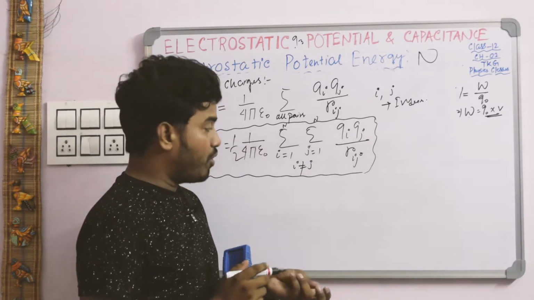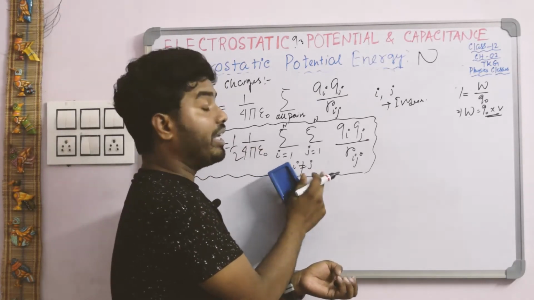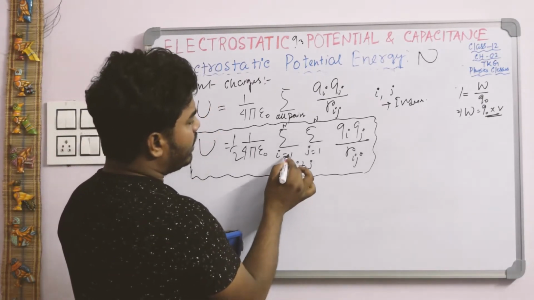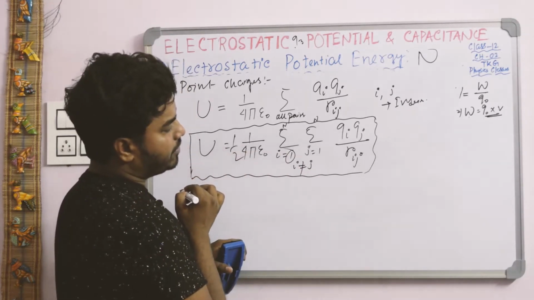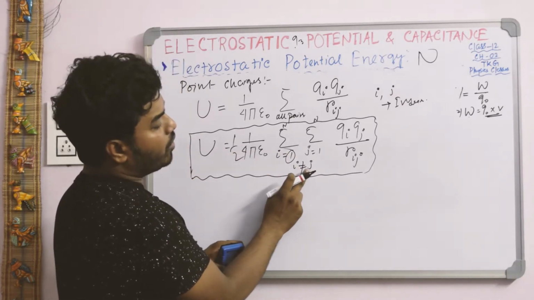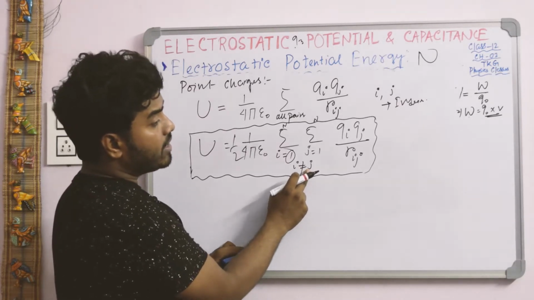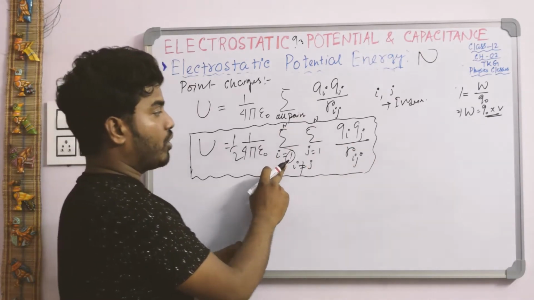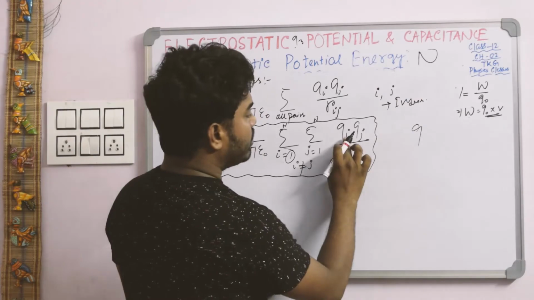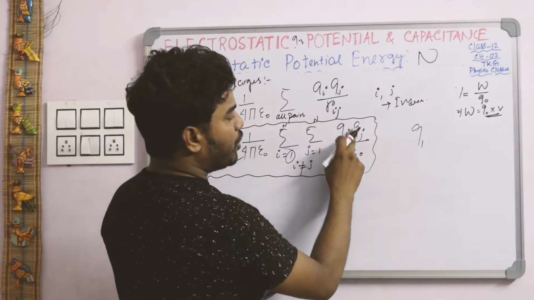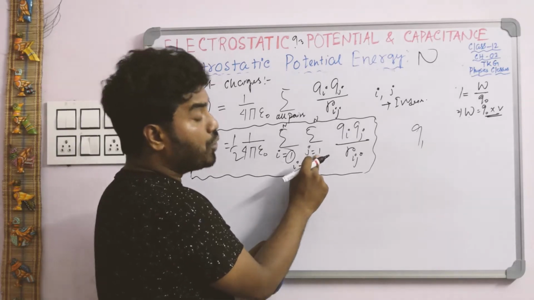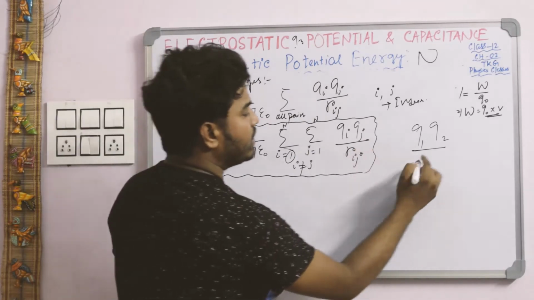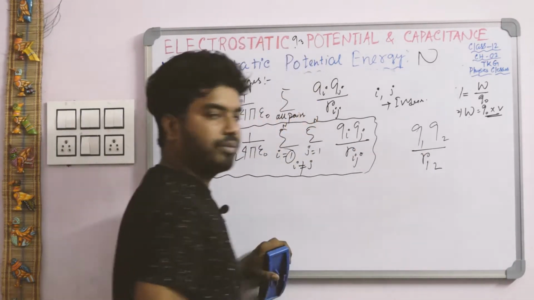Why half? Why i not equal to j? Okay, let's take one example. Suppose i equal to 1 and there is a condition, that is i not equal to j. That means j starts from 2, not 1, because i is 1. So what will be the formula? That is Qi, that is Q1, Qj, that means j starting with 2, so Q2 by Rij, that is R12, right?